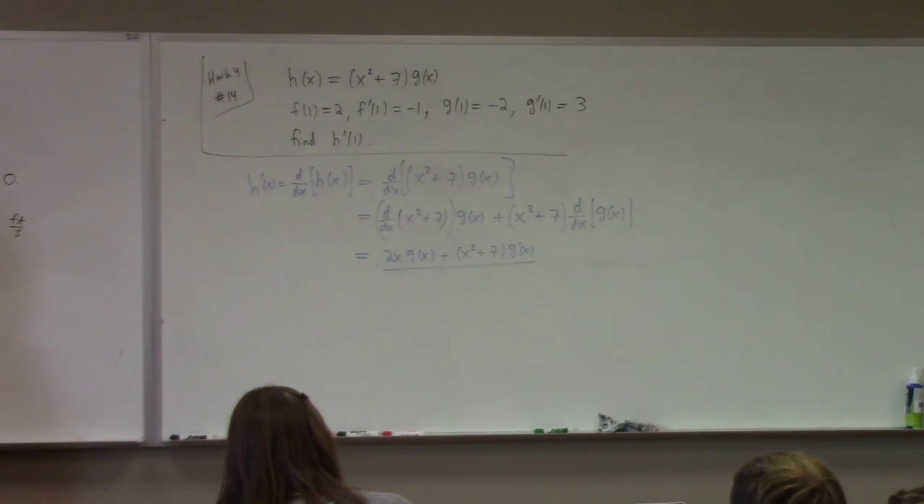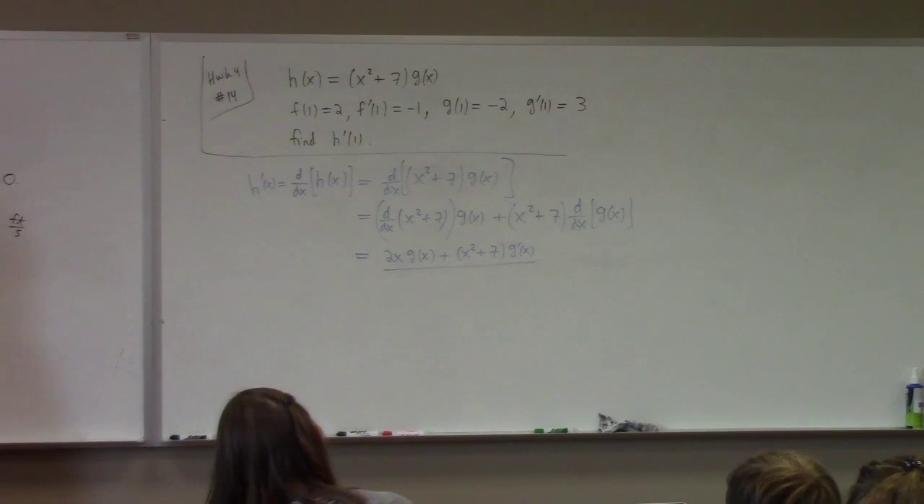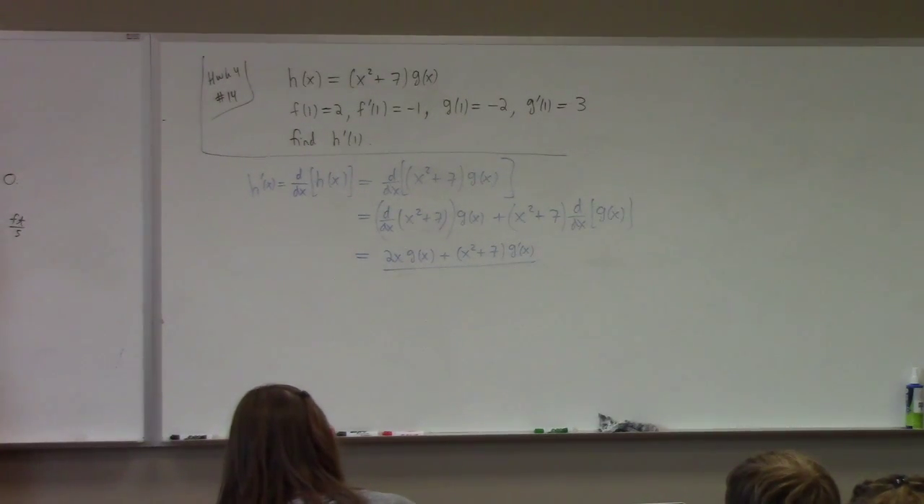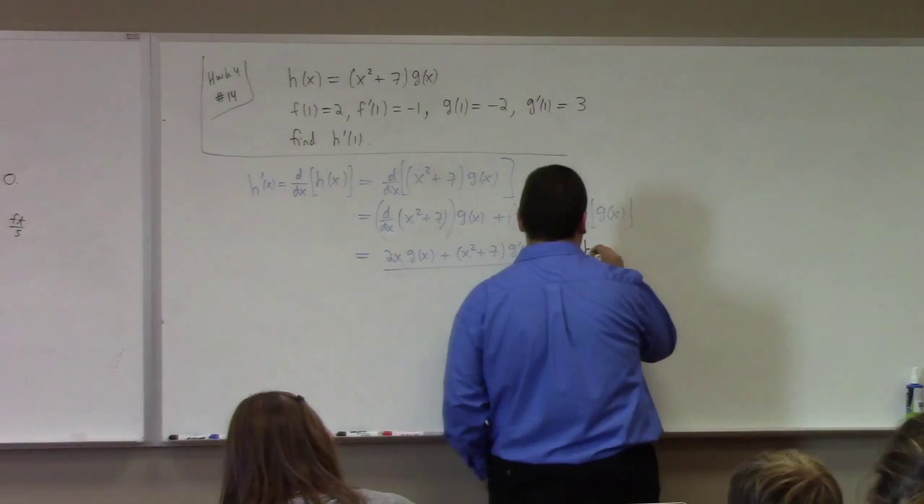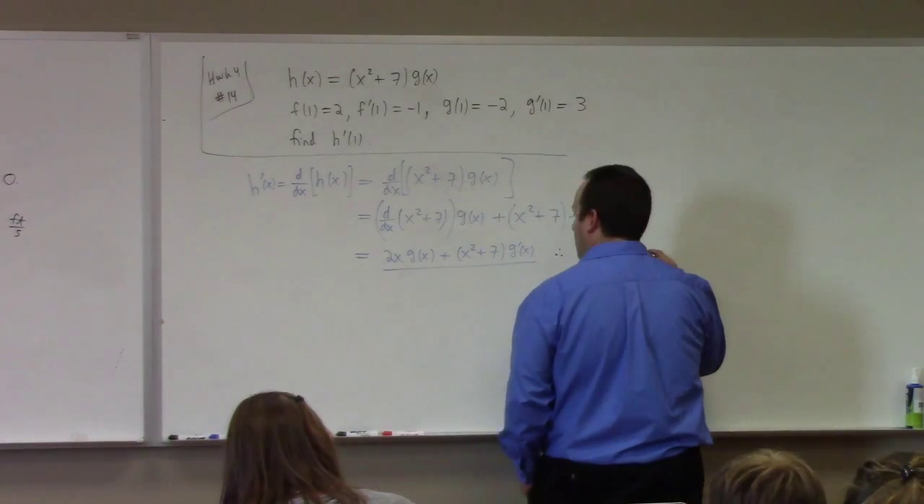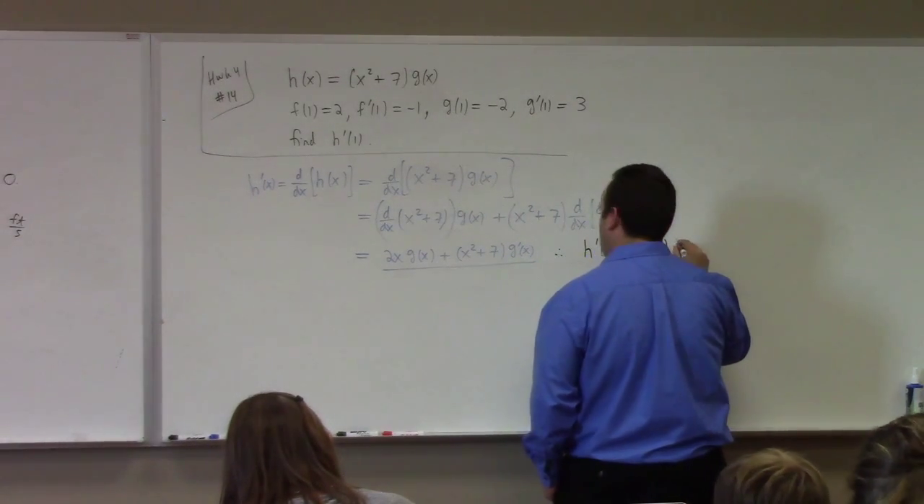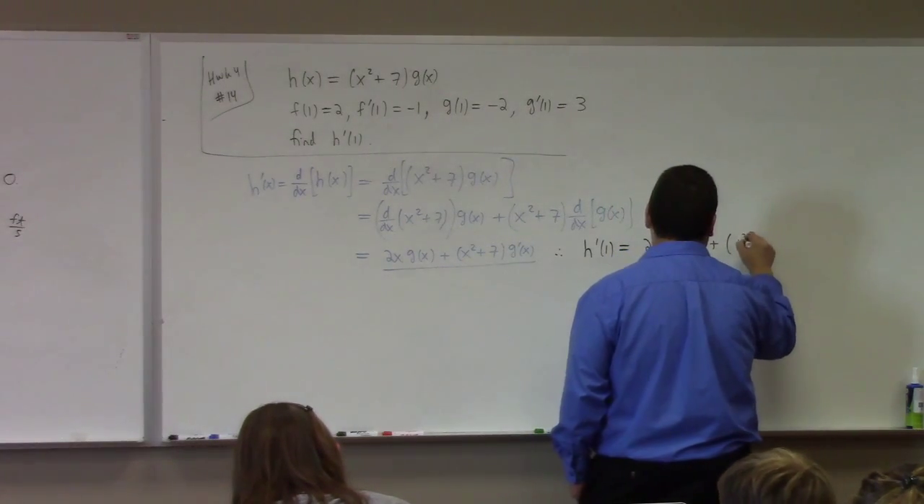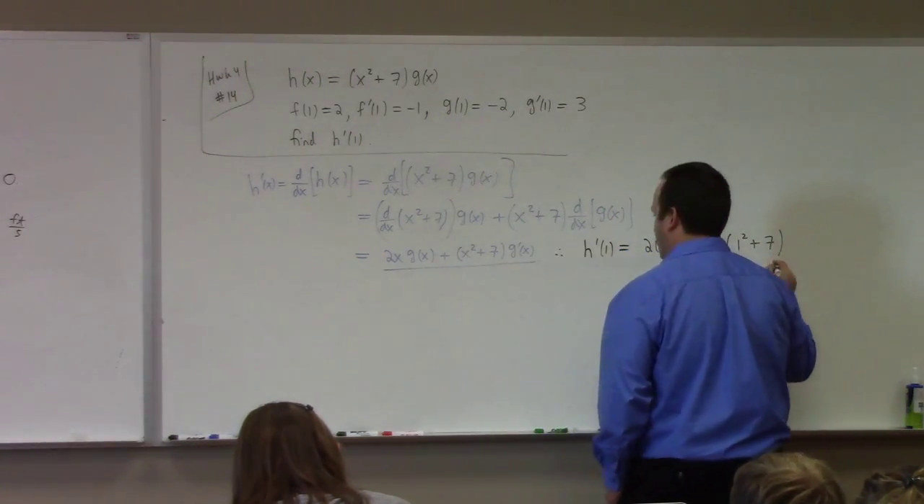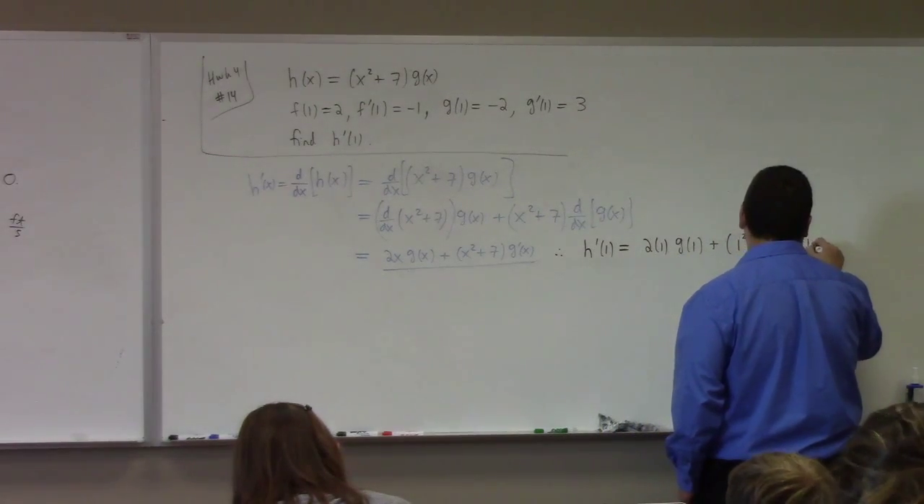But what does this question ask us to do? I have to find h prime of 1. So what do I do with what I just found? I just plug in 1, right? So h prime of 1 is 2 times 1 times g of 1 plus (1 squared plus 7) times g prime of 1.